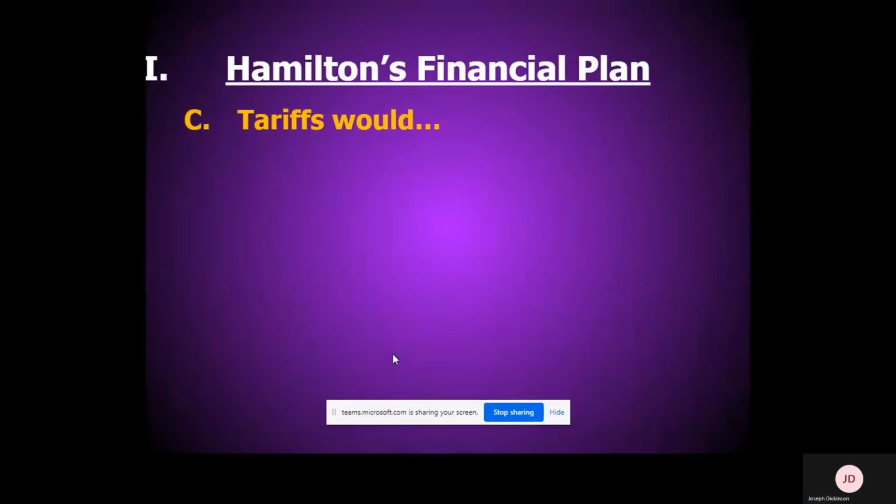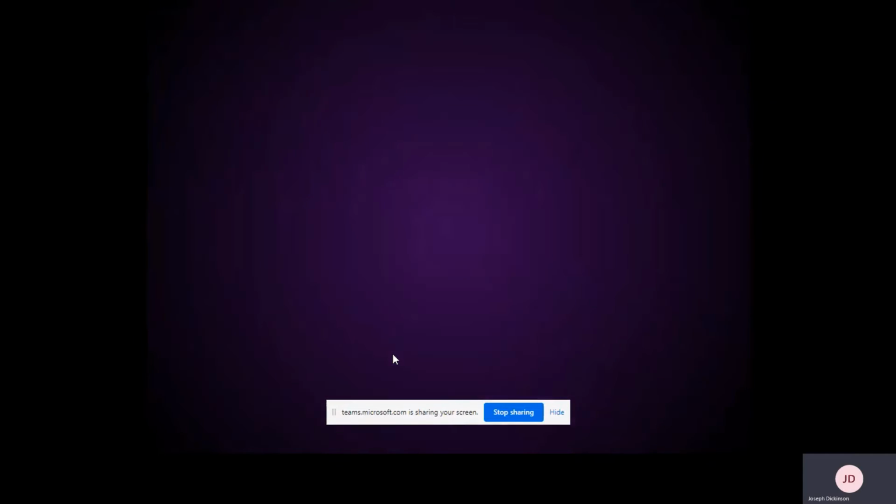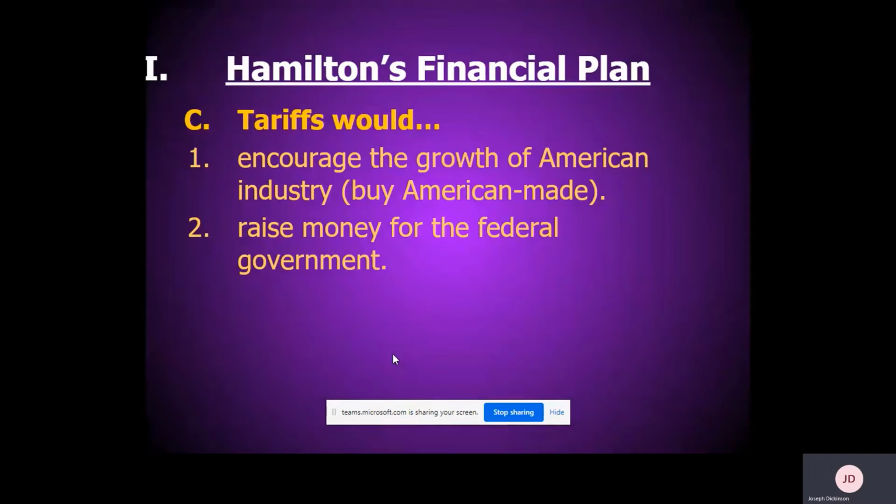All right, so the financial plan. Tariffs are going to encourage the growth of American industry, meaning buy American made. So anything that comes in, we've got a tax. However, because the tax is going to make those goods higher priced, people are going to buy American made. You see that a lot, especially with cars. People want to buy a Chevy, Dodge, or Ford because they're American made. They don't want to buy foreign cars, and sometimes foreign products. If you see on the back it says made in China, people won't buy for that reason, or maybe because it's cheaper made. Also, if you buy American made, it gives money back into the economy and helps people. So it's also going to raise money for the federal government.